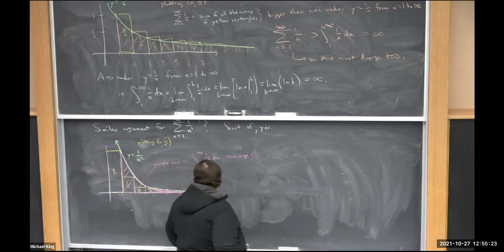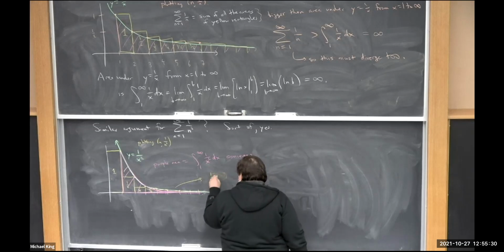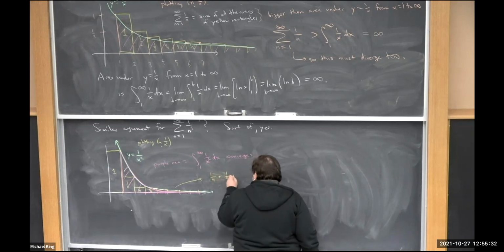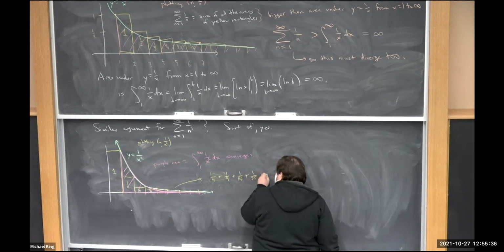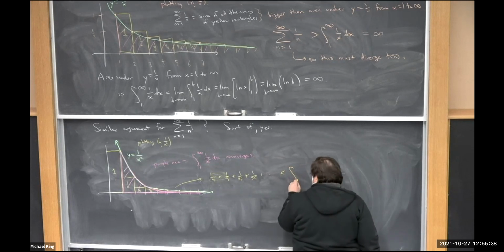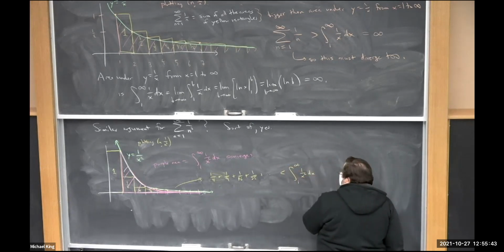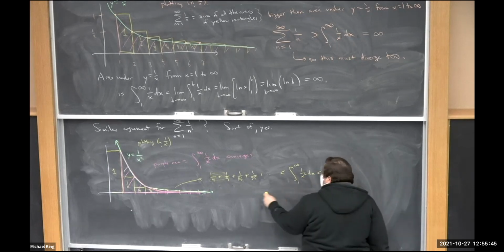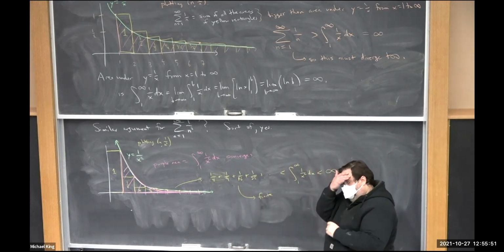So what this says is, maybe I should write it more explicitly, that a quarter plus a ninth plus a 16th plus a 25th and so on is less than the integral from 1 to infinity of 1 over x squared, which is less than infinity. So this is finite. This converges.